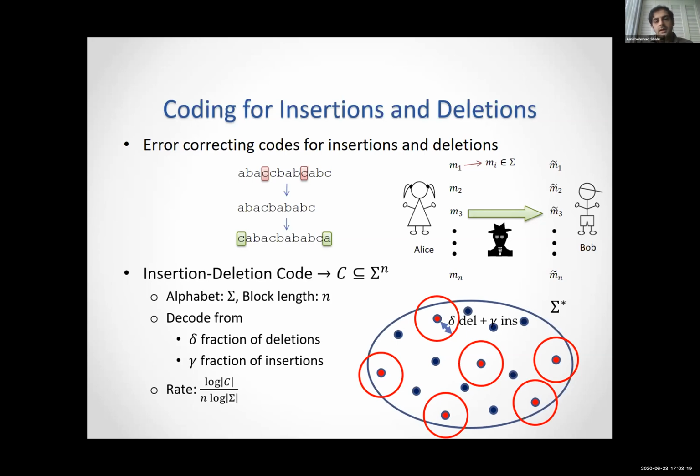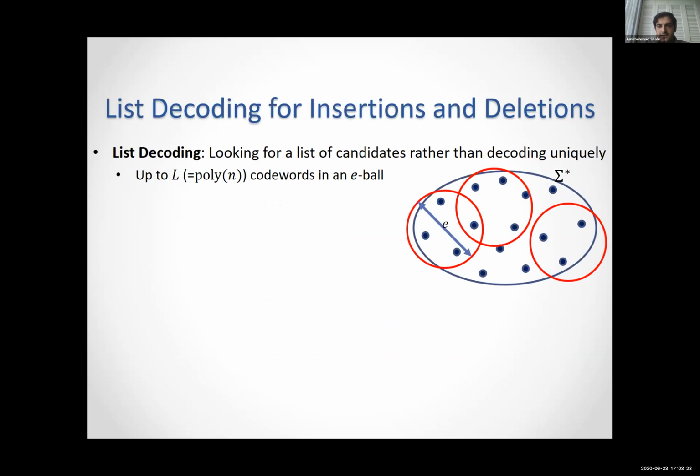Now, in this work, we particularly focus on list decodable insertion deletion codes rather than the ones that are uniquely decodable. Just to give a general idea of what list decodable codes are, here, instead of looking for being able to uniquely decode the code word that was sent by Alice, we are relaxing this constraint by assuming that it's good enough for Bob to come up with a list of L code words that is guaranteed to contain what Alice has sent to him. Combinatorially speaking, this would translate into having no more than L code words in a ball of delta deletions and gamma insertions in your set of code words.